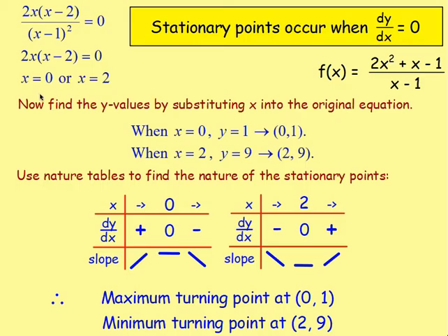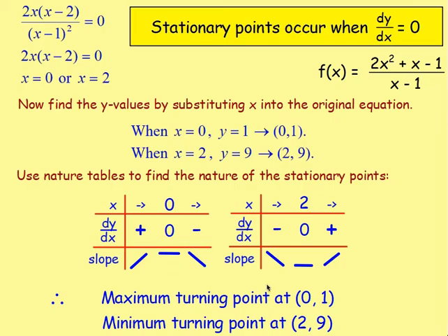After you've solved for x, it's the stationary points you want, so you need to find the y value, so sub the x values into the original equation. Do that and you get the values, but then you need to know, is it going to be a maximum, is it going to be a minimum, what's going to happen? Well, use the nature table to find out, or the second derivative, you could use that as well.